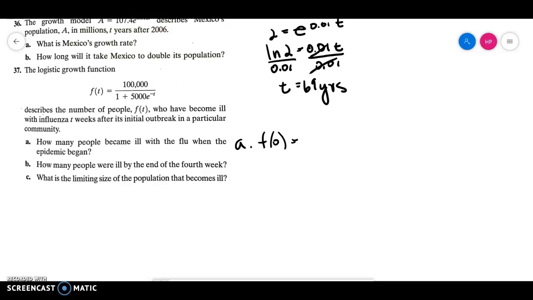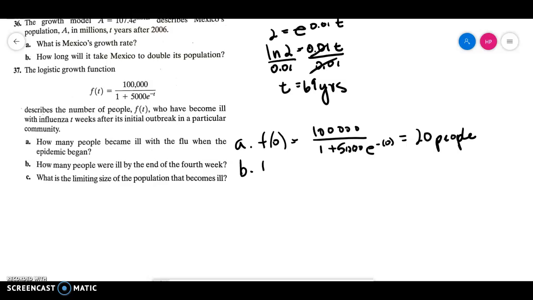So entering f of 0. And again, the same thing that happened. We have 100,000 divided by 1 plus 5,000 e to the -0, which is just going to be a 1. So 100,000 divided by really 5,001, 1 plus 5,000, is going to round to be 20 whole people. So we can say there were about 20 people who became ill when it first happened.